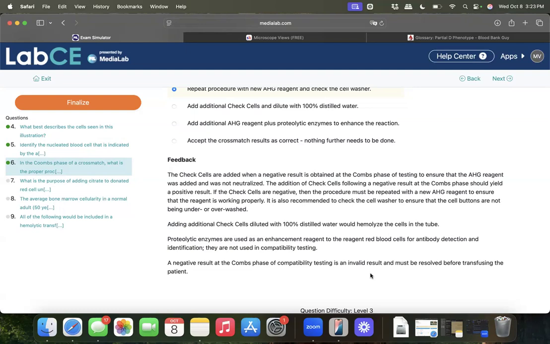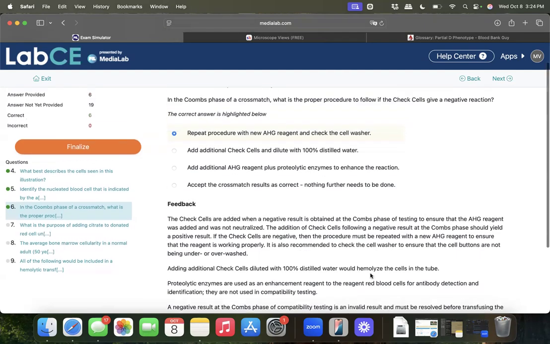Okay. Proteolytic enzymes are used as an enhancement reagent to the reagent red blood cells for antibody detection and identification. They're not used in compatibility testing. So a negative result at the Coombs phase of compatibility testing is an invalid result, and it must be resolved before transfusing the patient with that product, right?